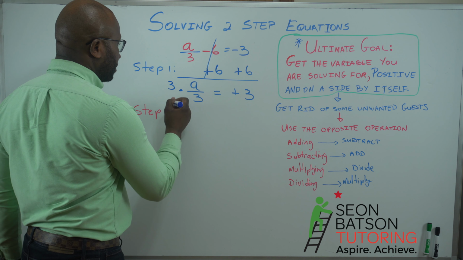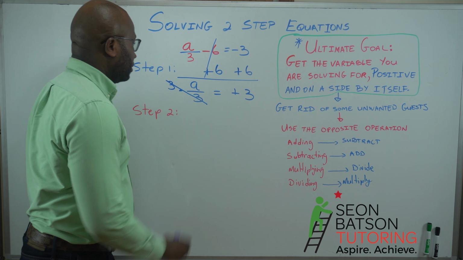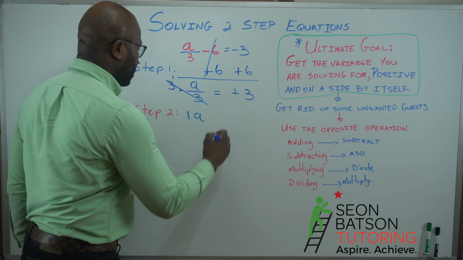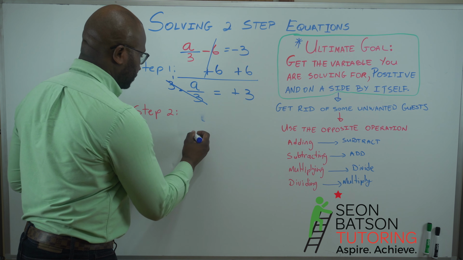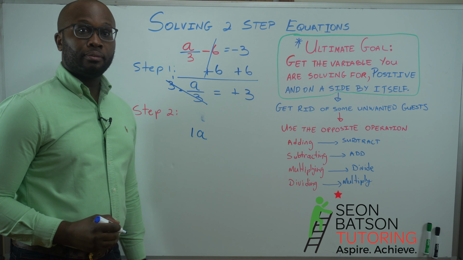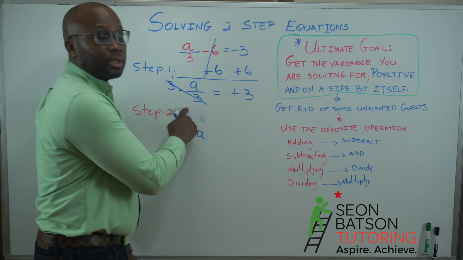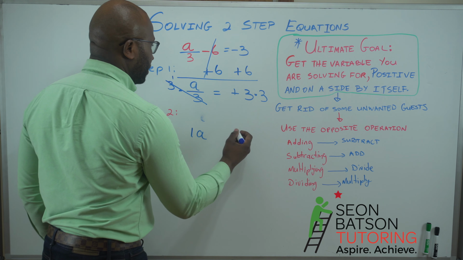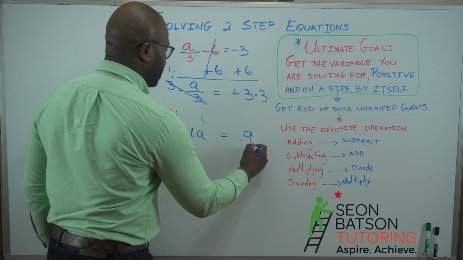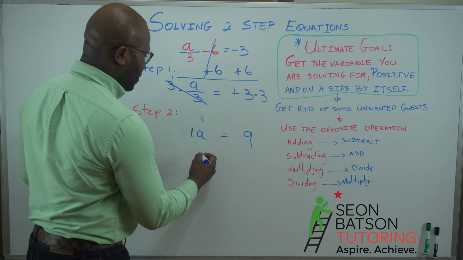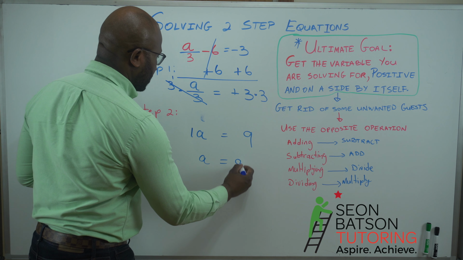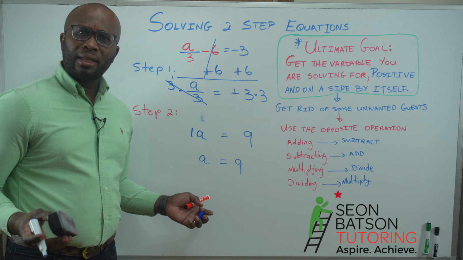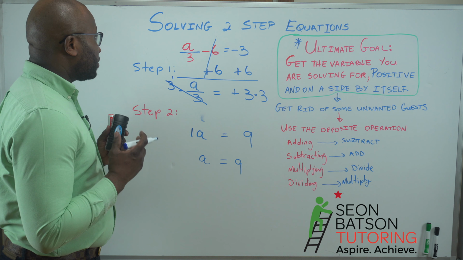If I multiply this side by 3, this becomes 1. So on the left side, we're left with 1a. Let's put it below here. And if I multiply the left side by 3, I must multiply the right side by 3 as well. 3 times 3 is 9. So 1a is equal to 9, or a is equal to 9. How bad was that? That was fun, right? That was so much fun.